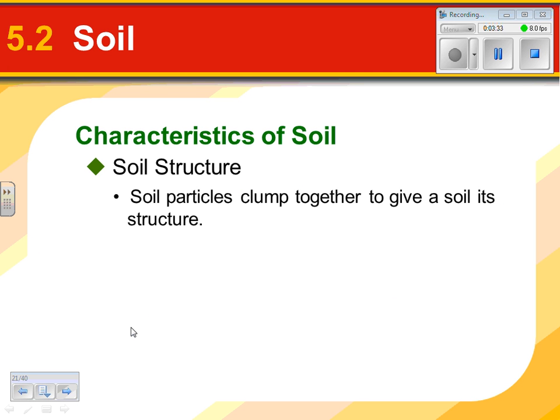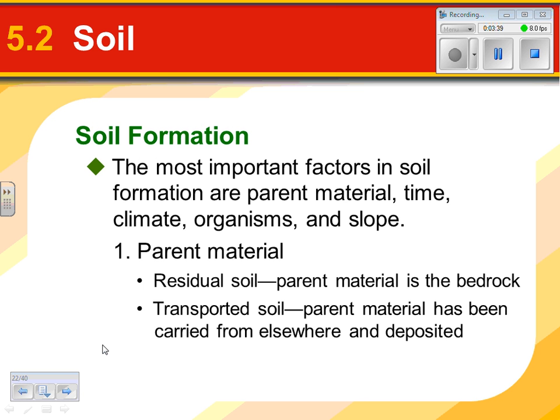Soil is also classified by its structure. Soil particles clump together to give soil its structure. And soil formation, the most important factors in the formation of soil are the parent material. Where did it come from? The time it took to make the soil, the climate, how much rain do they get, how dry is it, organisms, what animals or plants are present, and then the slope. Where was the soil deposited? What is the topography like? Is it flat or is it on a hill?